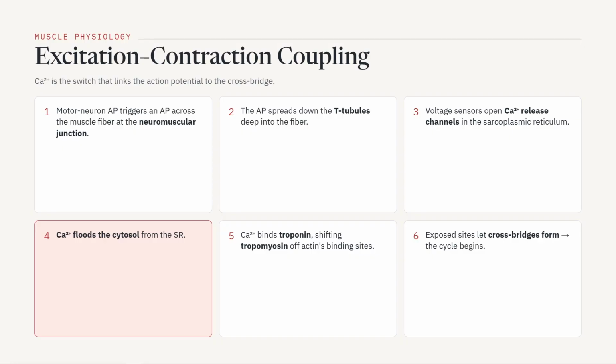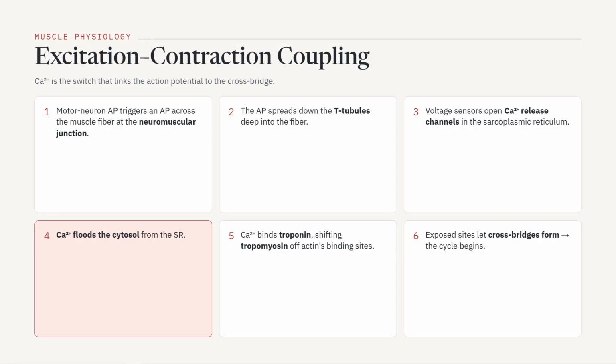Excitation-contraction coupling is the bridge from the nerve signal to the sliding filaments, and calcium is the switch that makes it happen. 6 steps. 1. A motor neuron fires and triggers an action potential across the muscle fiber at the neuromuscular junction. 2. That action potential spreads down the T-tubules, invaginations that carry it deep inside the cell.